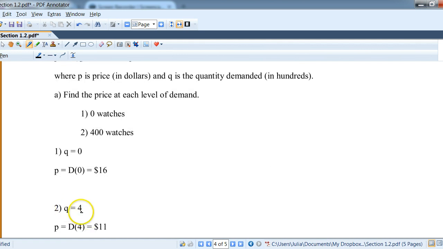Now, why did I set Q to be 4? Because remember how we're talking about hundreds. So 400, you can write it out that way, or it's 4 and then the units are 100. So Q has to be 4, and we plug it in and we notice the price is 11. We sell 400 watches at 11. So let me actually add the 100 here.